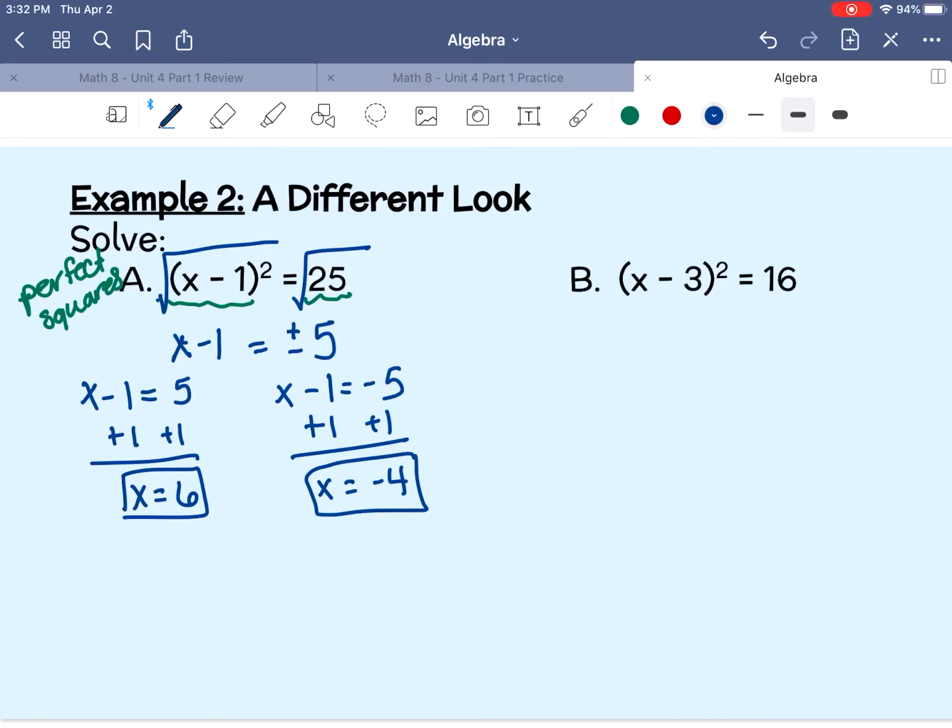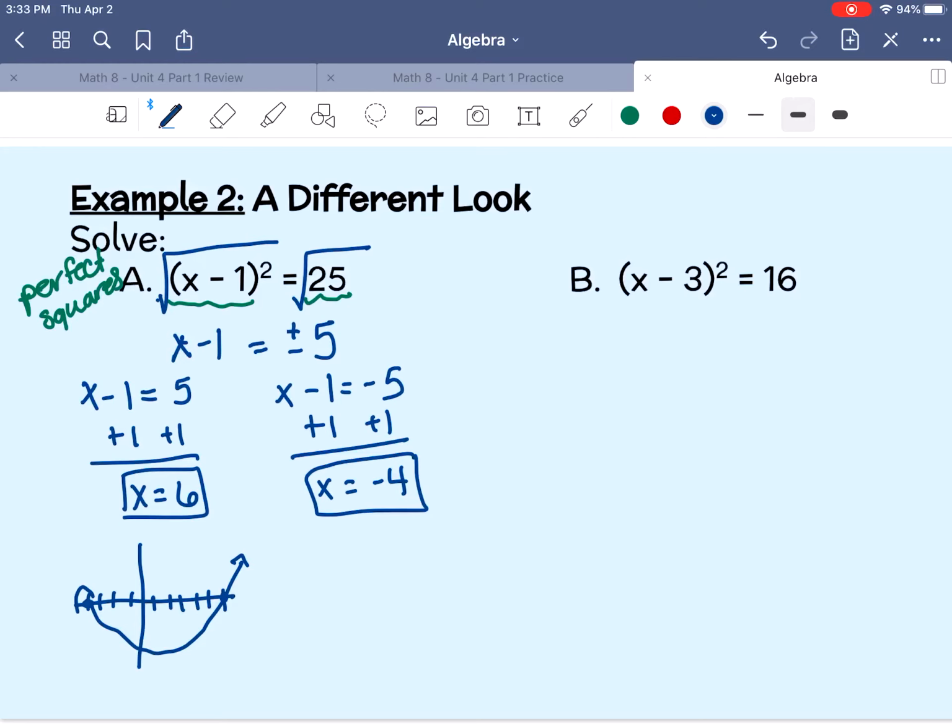So if we were to graph this parabola, it would cross at positive 6 and negative 4. And it's upward facing, so I'm just going to say that it looks like this. But it doesn't, I'm just saying that. All right, let's take a look at letter B.